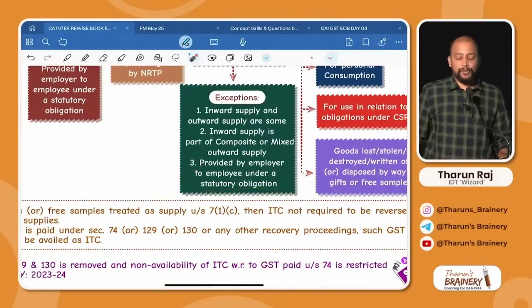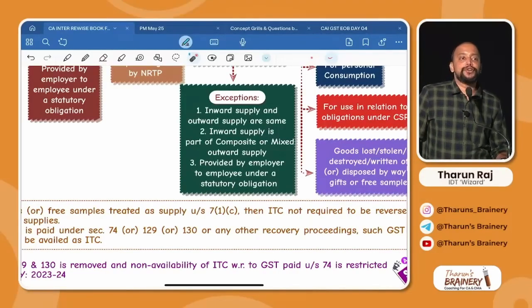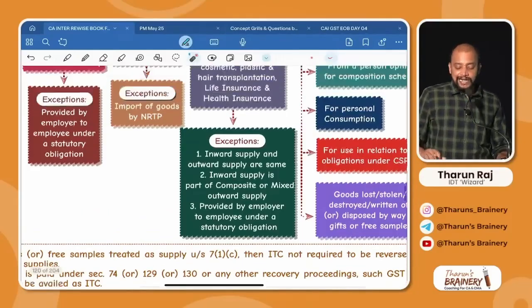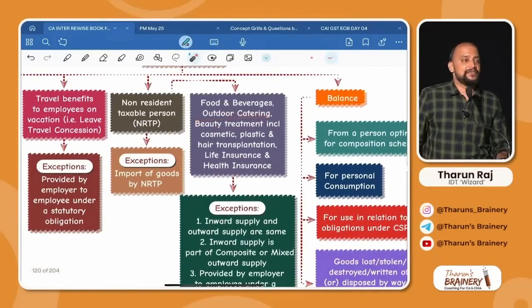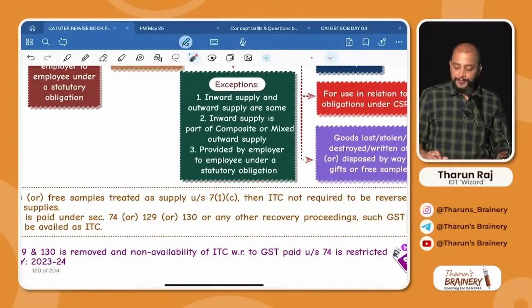Next, suppose these expenditures are incurred by the employer for employees under a statutory obligation, then also ITC is available. What is that? There is a factory which has to mandatorily provide food to their workers. For that reason, they have received outdoor catering service. Can they take ITC? Yes, because it is under a statutory obligation.